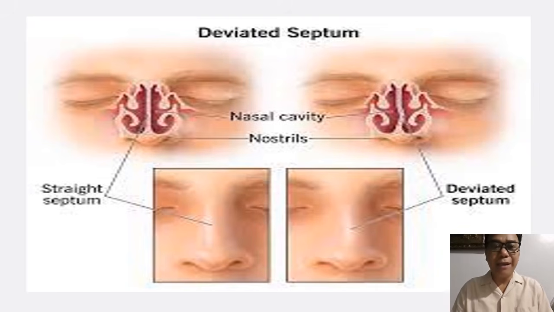Okay, so again, the surgery is nasal septoplasty. So basically, we are going to reconstruct the nasal septum to properly align it. Okay.